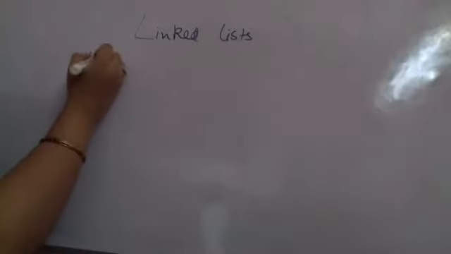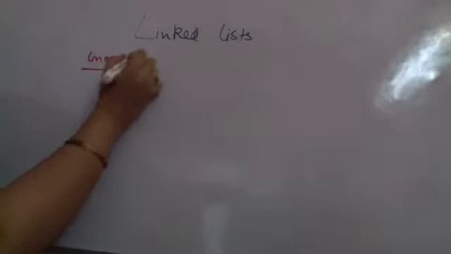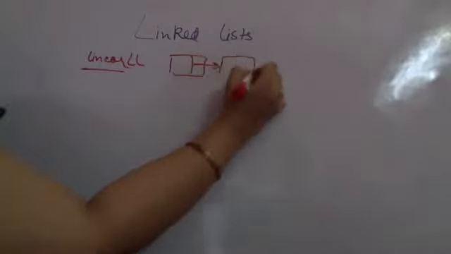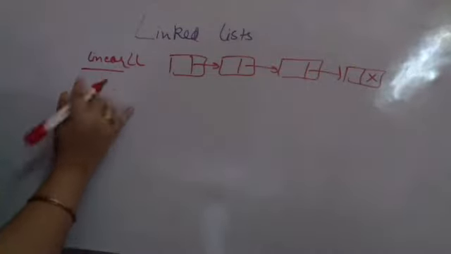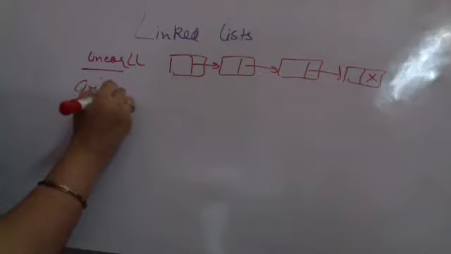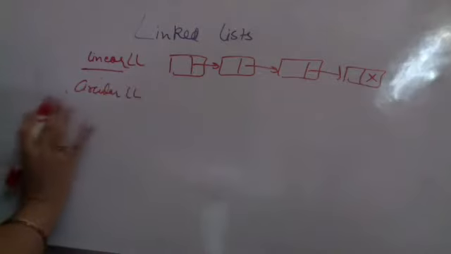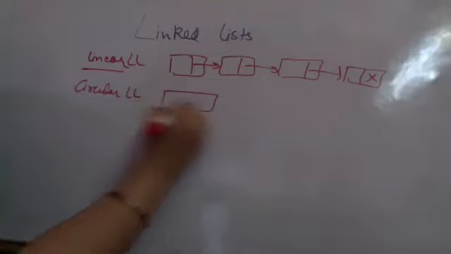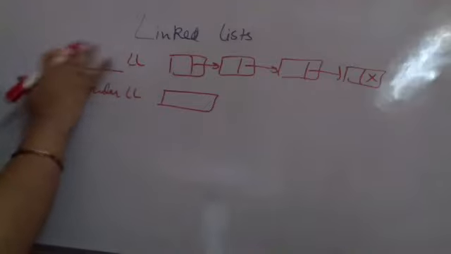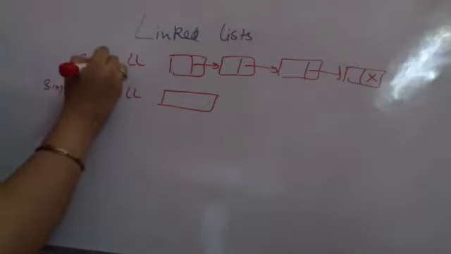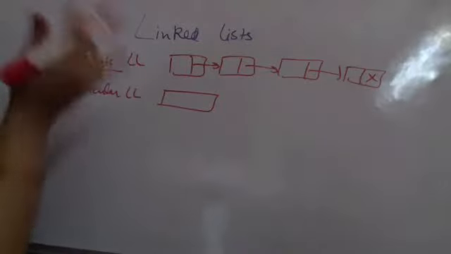So I have a linear linked list. What do I mean by a linear linked list? Linked list I am representing by LL. You have one node connected to another, connected to another, connected to another, till the last node, which is not connected to anything. This is a linear linked list. I can have a circular linked list. What does a circular linked list do? This is a singly circular list, and this is also a singly linear linked list. So this is a single linked list. We'll understand what we mean by this.